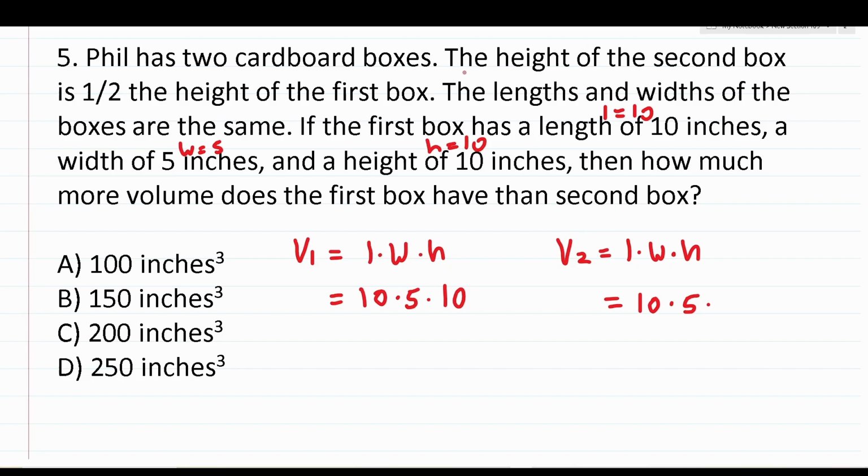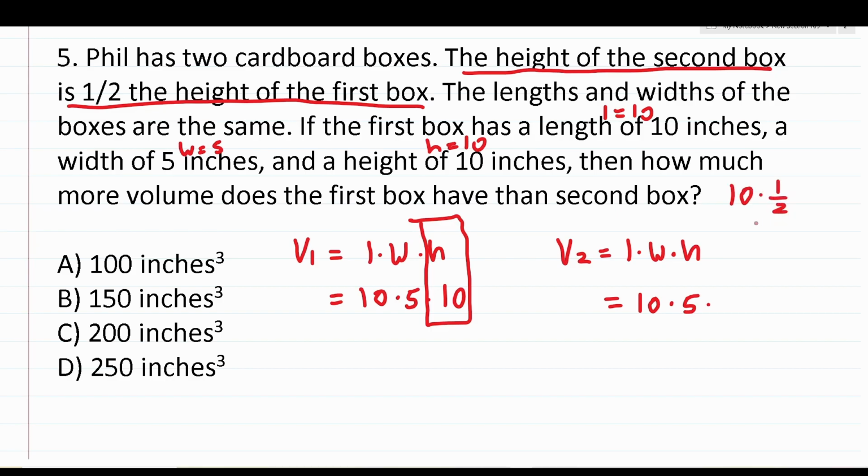That said, it says the height of the second box is half the height of the first box. Well, the height of our first box was 10. The height of our second box is half of that. So if you need to, you could do this off to the side. We're going to do 10 times 1 half. 10 times 1 half, you should know, is 5. So the height of our second box is 5. Now we have enough information to figure out how much more volume the first box has than the second box. Let's go ahead and work this out.